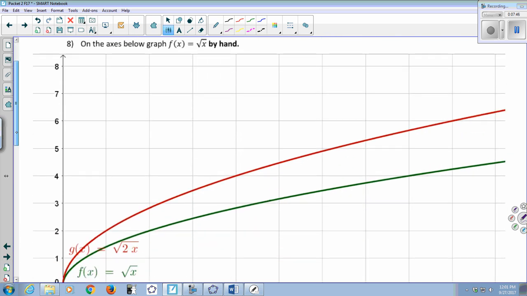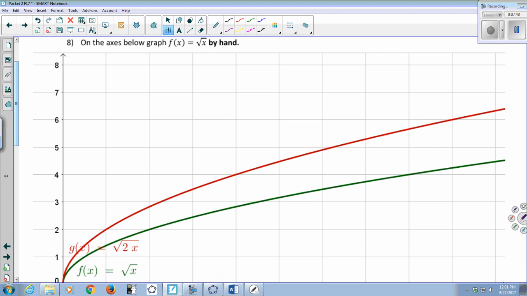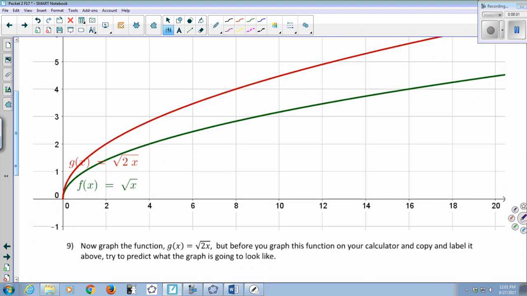Okay, again, you're being asked to graph two functions by hand, square root of x and square root of 2x. The 2 this time is under the square root as opposed to outside the square root, which it was in the last example. So I already did this using GeoGebra, tried to save us a little time. And I want to describe what's happening with the transformation.